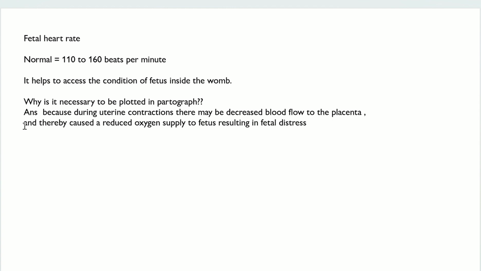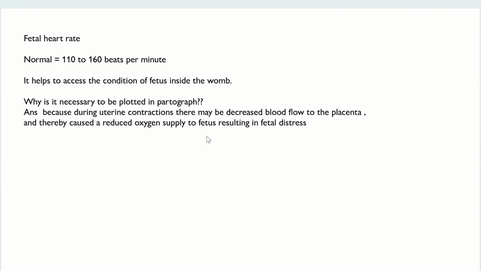And why is it necessary to know the fetal heart rate? It tells us the condition of the fetus. So why, during labor, do we have to know the condition of the fetus? We don't assess the fetal heart rate in a partograph at other times, such as in the latent phase of labor or earlier, because during the active phase of labor, when the labor starts, there are uterine contractions that might decrease the flow to the placenta, and that will cause a reduced oxygen supply to the fetus, resulting in fetal distress.